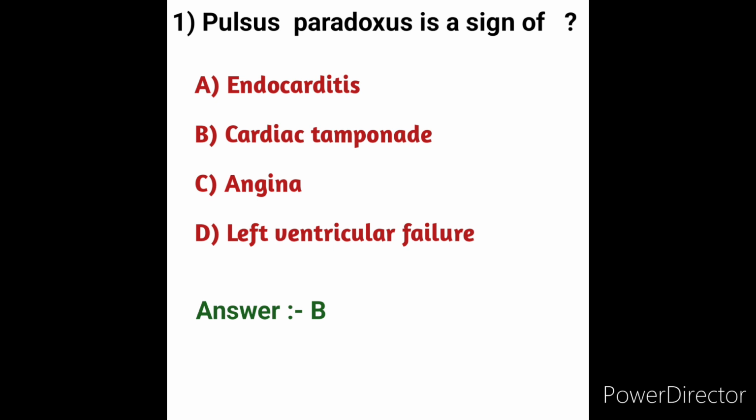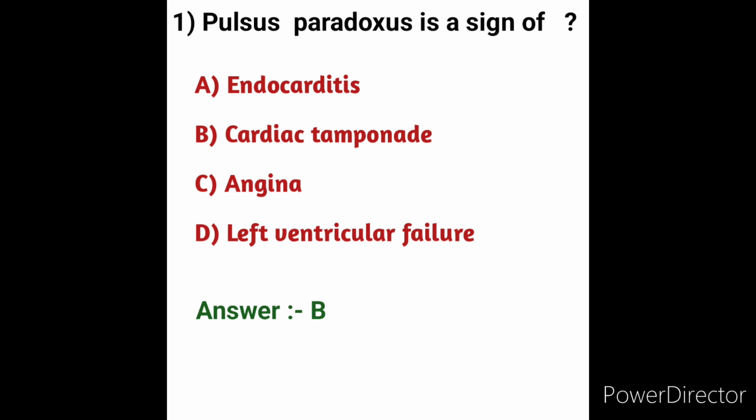Here, what is pulsus paradoxus? Pulsus paradoxus is a phenomenon when your blood pressure decreases with inhalation. When we are breathing in, at that time our BP goes down. That is called pulsus paradoxus.